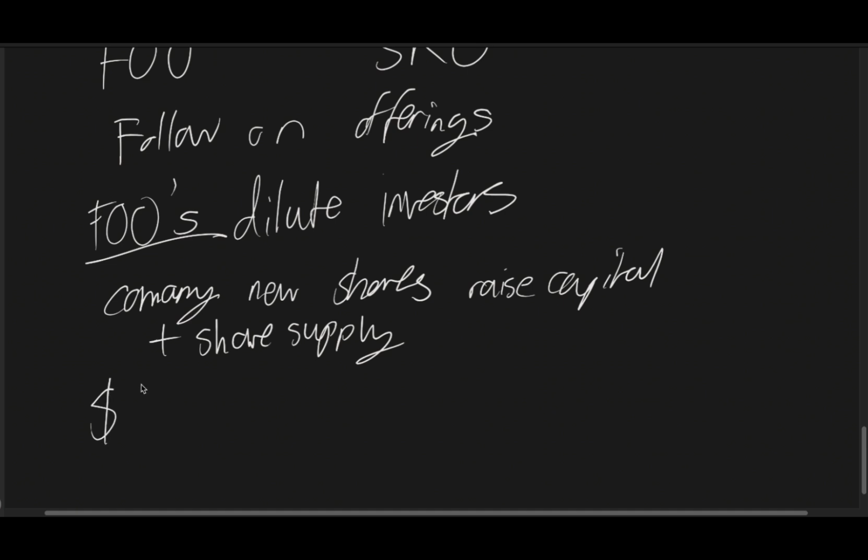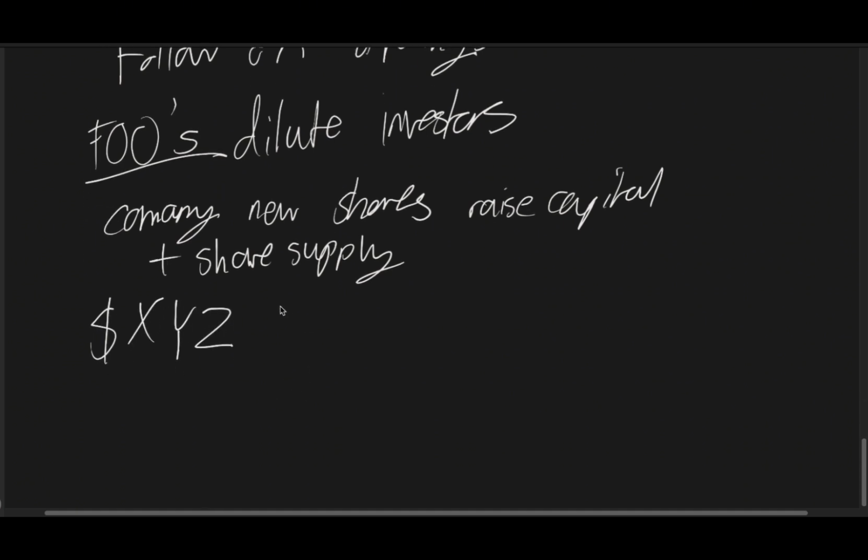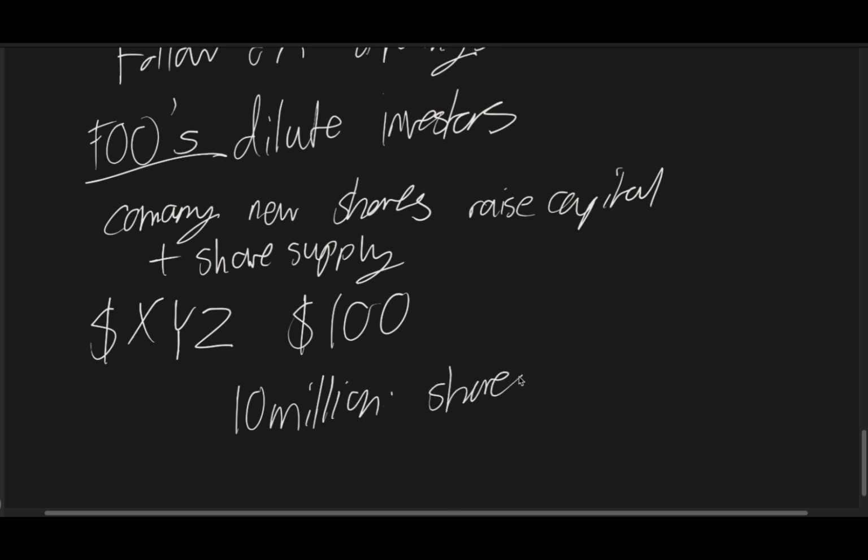So let's say company XYZ is going to participate in an FOO offer. If it's trading at $100, the company might say that they're going to sell 10 million shares at $99. And these are newly issued shares. So this is open to the public to buy.